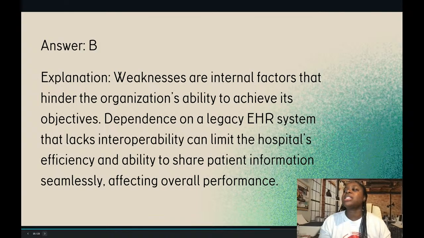So the weakness is going to be, of course, internal factors, right? Dependencies on a legacy EHR system that lacks interoperability can limit the hospital's efficiency, which is, of course, a weakness. So I'm happy you guys are getting this.